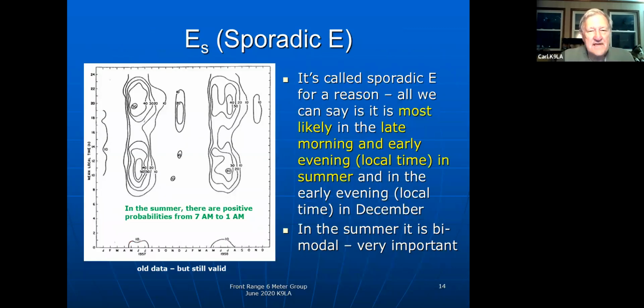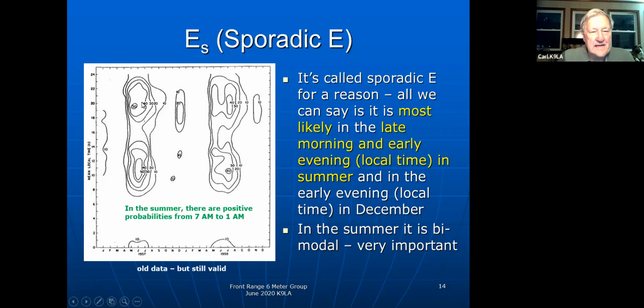Sporadic E, hopefully you've seen the plot there of probabilities. It's old data from '57 and '58, but it still seems to be pretty valid. You can see that in the summer months, there are positive probabilities from 7 a.m. to 1 a.m. For example, if you go to June, at 0100 local, 1 a.m. local time, there's about a 10% probability that you'll have some sporadic E. And if you move up to 7 a.m. local time, it's about 10%, and then it increases, and it's bimodal.